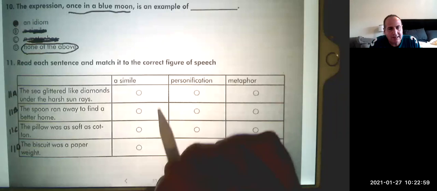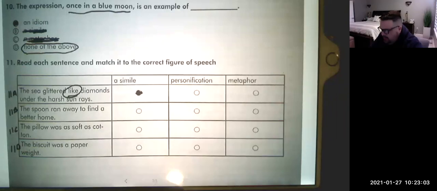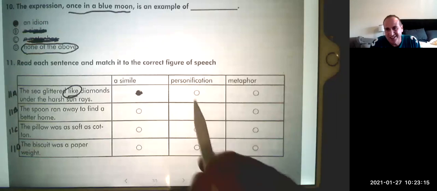Oh, there's that word like again. When comparing, it has to be a simile. Correct. 11B says, the spoon ran away to find a better home. Pause. All right, Mr. Spina, go ahead. What do you think? Spoons aren't human. That's personification.